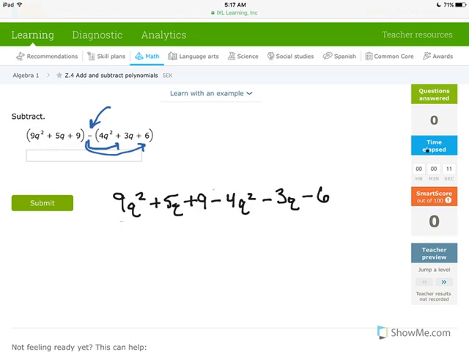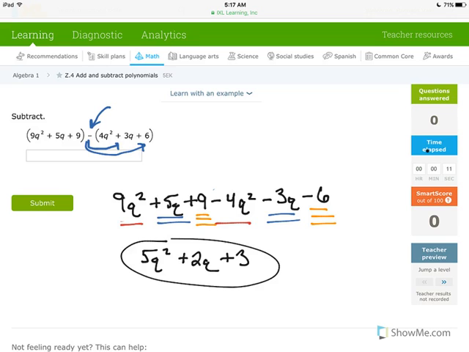Once you have it rewritten, you can go ahead and combine like terms. So 9q squared minus 4q squared, that should get you 5q squared. And then you can look at your q's. We have 5q's, take away 3q's. So that's going to be 2q. And you have 9 minus the 6, so that's going to get you positive 3. And that should be your final answer. This can go into the answer box.